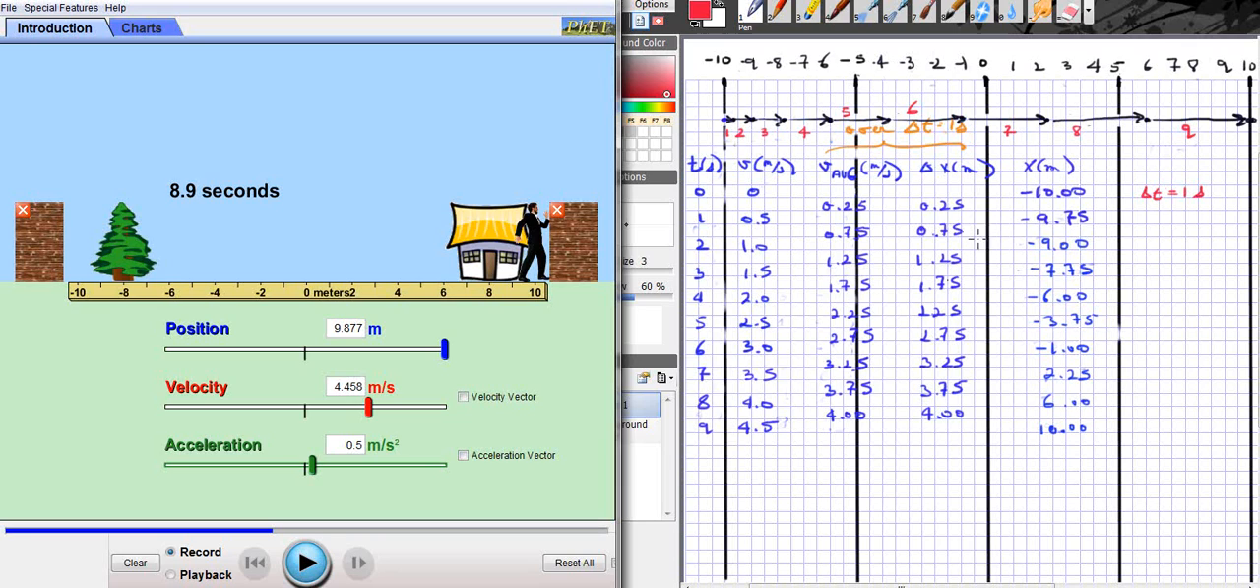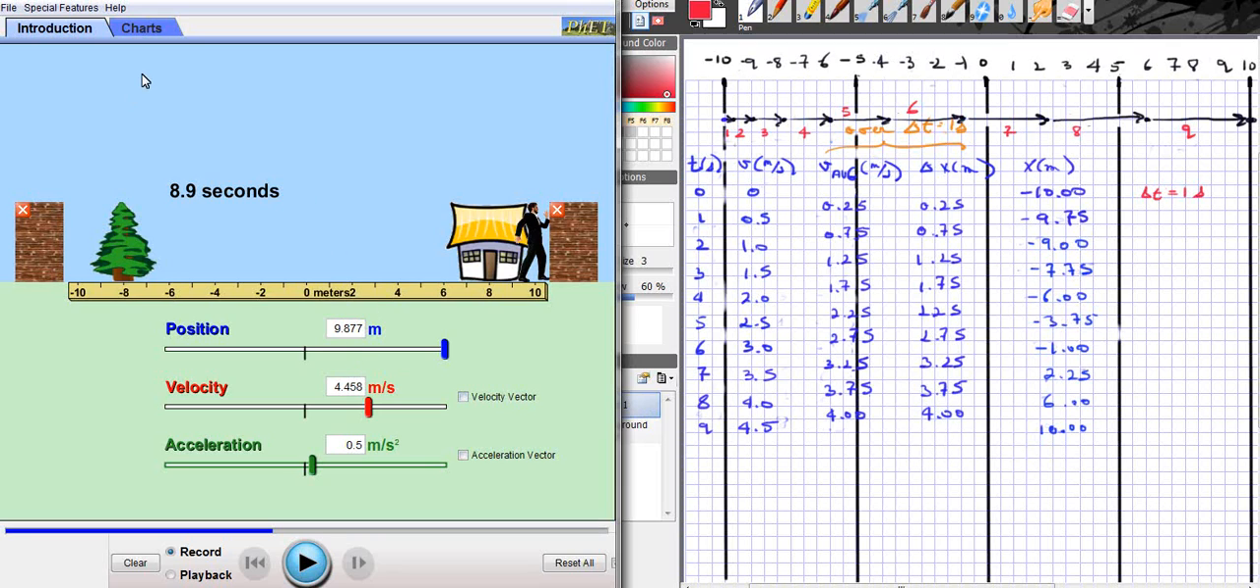And so what you see is we can walk through this whole table and continue to find what the average velocity is in every single case. And so let's just jump down here, for example. From second 5 to second 6, his average velocity is 2.75, halfway between 2.5 and 3, which means his displacement is 2.75, which means he goes from minus 3.75 to minus 1.0. And so it goes. And so that's the picture.